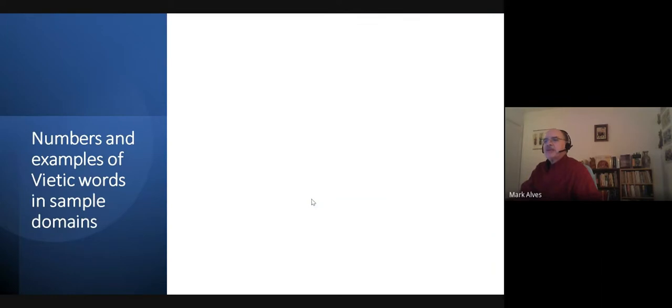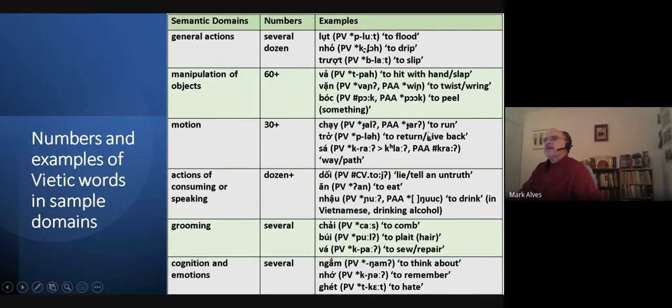And so numbers, let's get some samples. So if we're talking about general actions, to flood, to drip, to slip, here are the Vietnamese words. Here are the Proto-Vietic words. Manipulation of objects. So va, and we see to hit, to slap with a hand, slap there. Bop there for to peel. And these are Proto-Austroasiatic. PAA means Proto-Austroasiatic. Okay. And I'm not going to explain all of the patterns, but they are there.